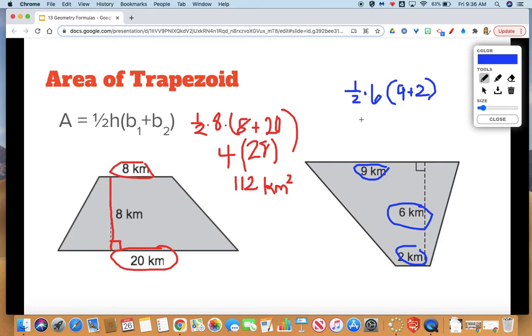So I know half of 6 is 3. 9 plus 2 is 11. 3 times 11 is 33 kilometers squared.